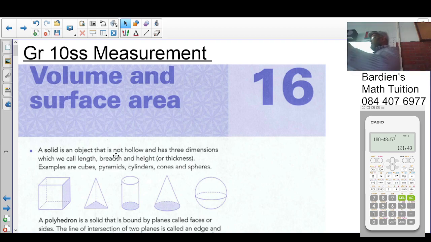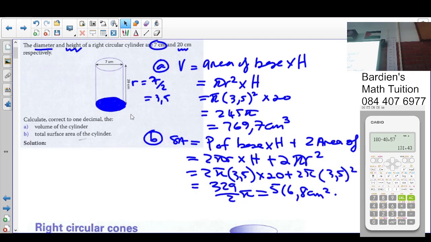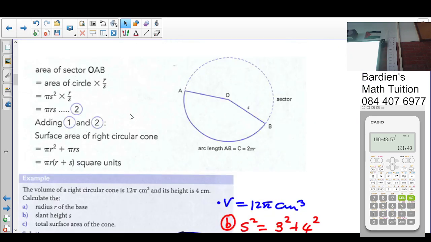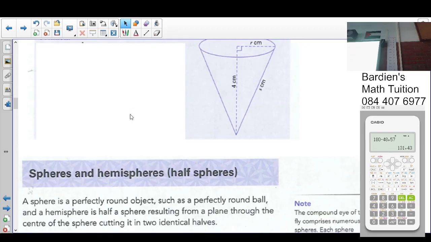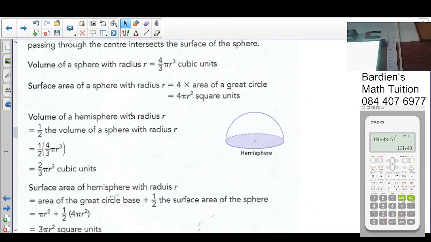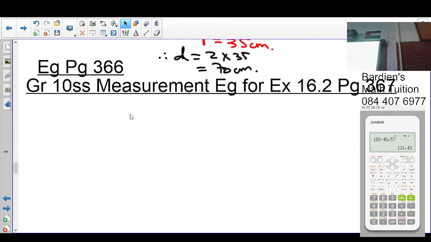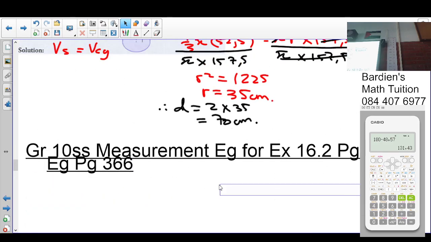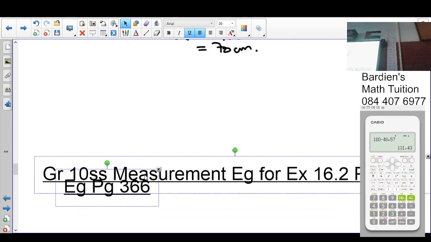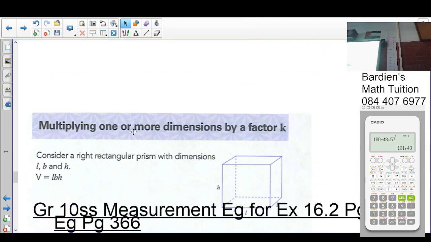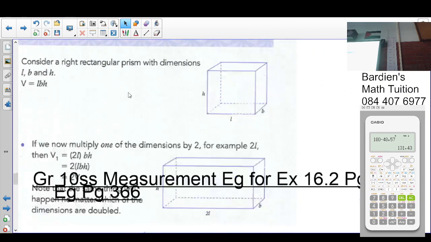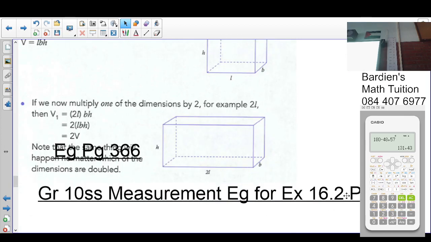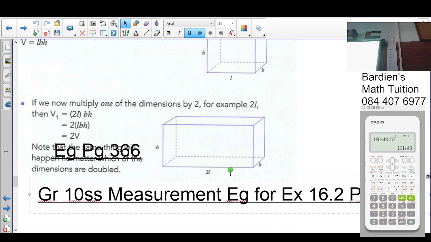So today we're looking at the last part of measurement. The last lesson of our syllabus as well. Right, and then from tomorrow onwards we will carry on with past papers. Remember, we're looking at multiplying one or more dimensions by a factor. This is for exercise 16.3.